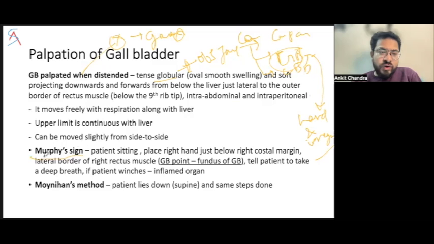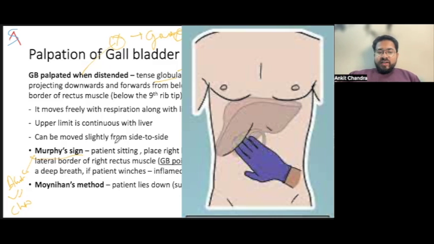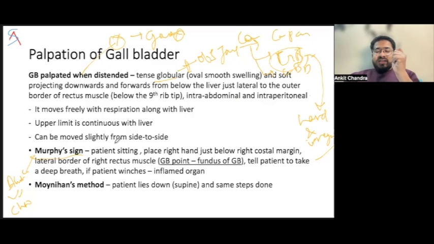Then moving on to the Murphy sign. Murphy sign is seen in acute cholecystitis, not in chronic. In acute only you will find Murphy sign. The patient is sitting. Place the right hand just below the right costal margin, at the lateral border of the right rectus. That's the gallbladder point, the fundus of the gallbladder. Tell the patient to take a deep breath, and then look at the patient's face. If he winces, like, oh, it's paining, then it's an inflamed organ. Think that the gallbladder is inflamed. So it is not seen in chronic cholecystitis, but in acute, and you won't see it in uncomplicated cholecystitis.